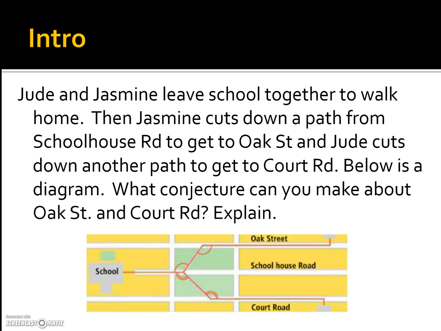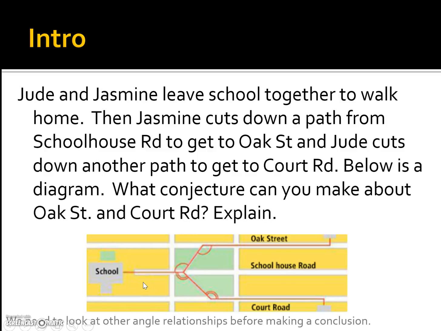So let's look at a little introduction here. Jude and Jasmine leave school together to walk home. Jasmine cuts down a path from Schoolhouse Road to get to Oak Street. Jude cuts down another path to get to Court Road. Below is a diagram. What conjecture can we make about Oak Street and Court Road and why?